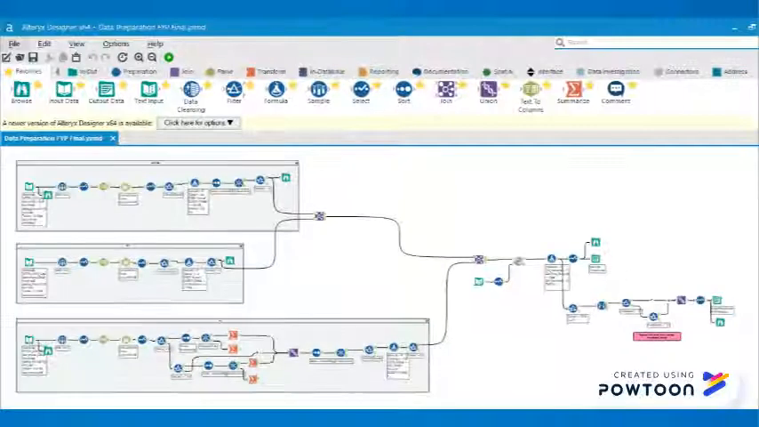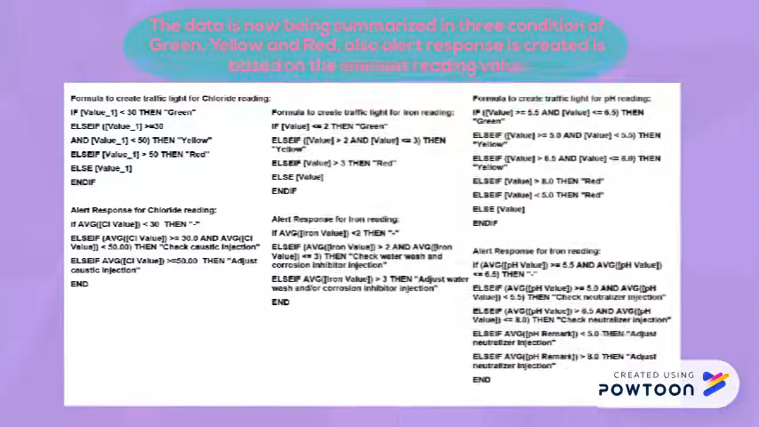Data preparation, which involves data cleansing, joining and creating formulas, has been done in Alteryx. This is the overall picture of the workflow to get the final data source from all three raw datasets. The data is now being summarized in three conditions of green, yellow, and red. Also, an alert response is created based on the chloride, pH and iron reading values.